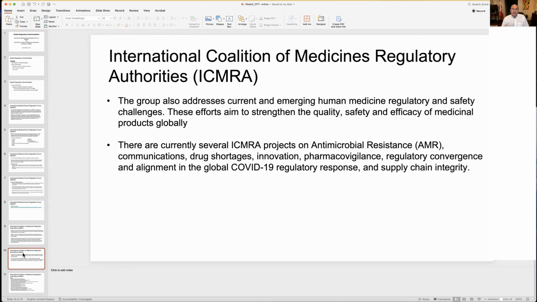Now, this group also addresses current and emerging human medicines regulatory and safety challenges. So, their efforts aim to strengthen the quality, safety, and efficacy of medicinal products globally. Now, there are currently several projects on antimicrobial resistance, communications, drug shortages, innovation, pharmacovigilance, regulatory convergence and alignment in the global COVID-19 regulatory responses, and the supply chain integrity.